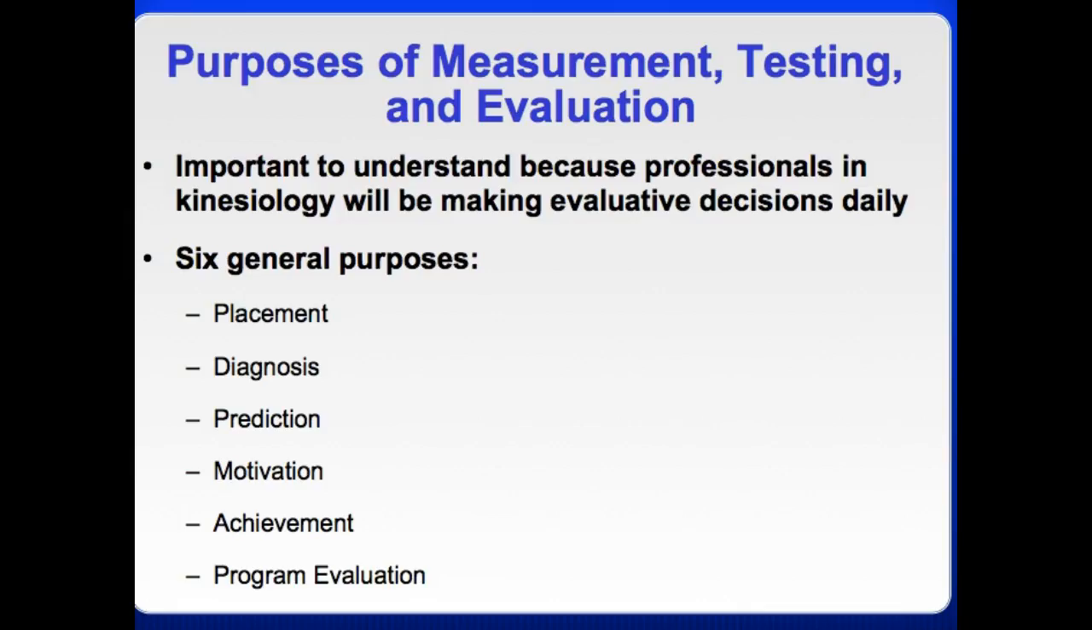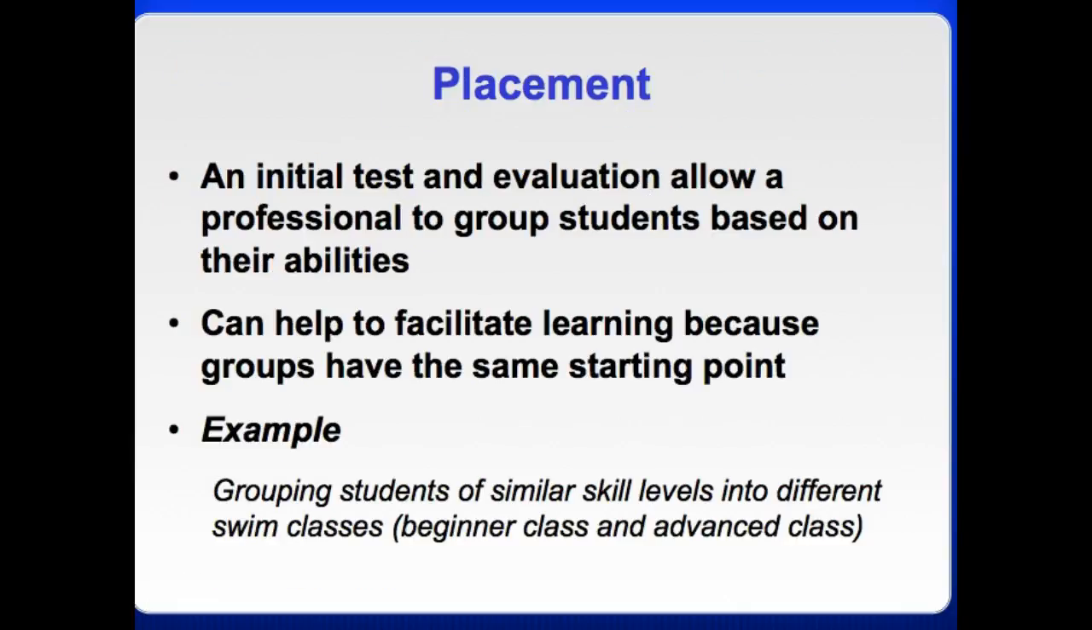The purposes of measurement, testing, and evaluation. It's important to understand because professionals in kinesiology will be making evaluative decisions daily. There are 6 general purposes: placement, diagnosis, prediction, motivation, achievement, and program evaluation. Placement is an initial test and evaluation that allows a professional to group students based on their abilities. This can help to facilitate learning because groups have the same starting point. For example, grouping students of similar skill levels into different swim classes, beginner class and advanced class.